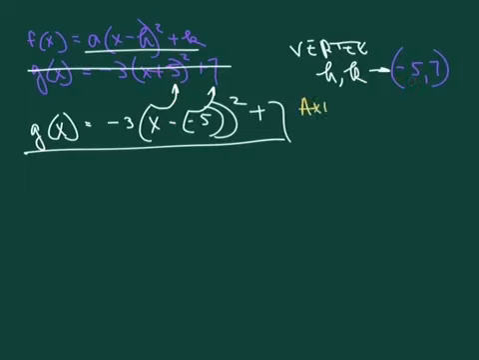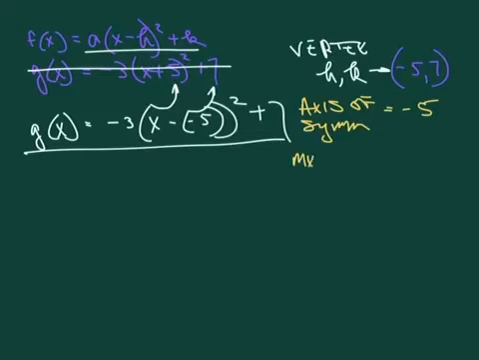My axis of symmetry is, like I said before, your axis of symmetry is always your h, or your x value. So it's negative 5. Okay?